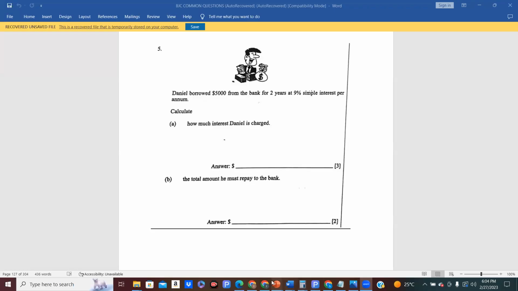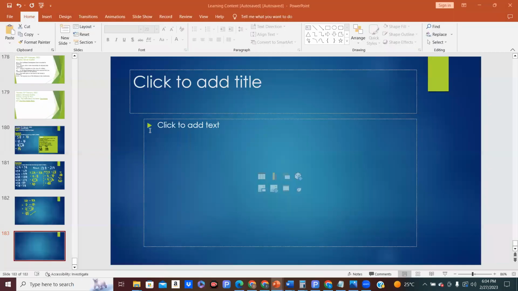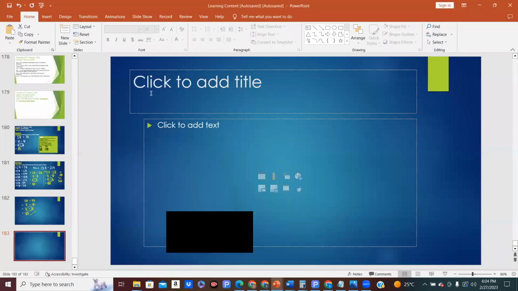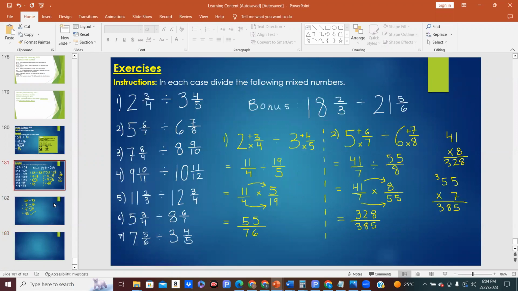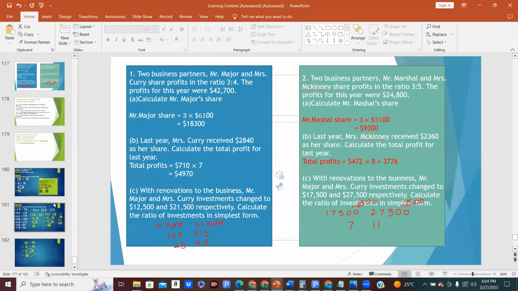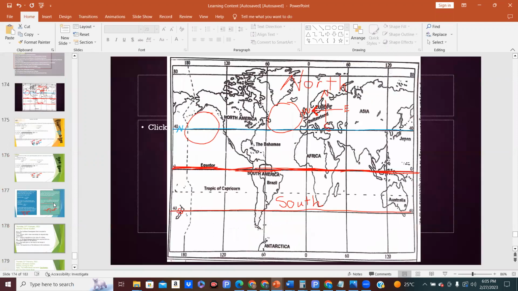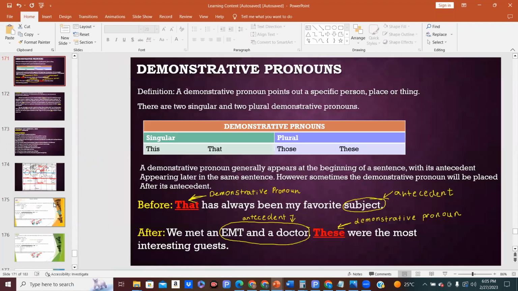This is day number 1, week 8 of our journey together. And for this week, we're going to be looking at simple interest questions. And so hopefully we can have a good time with that.